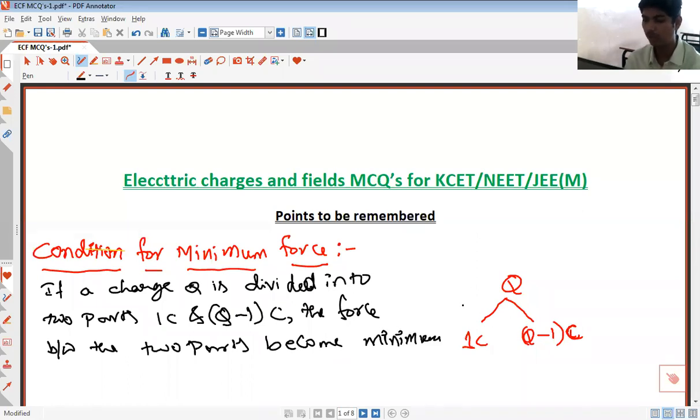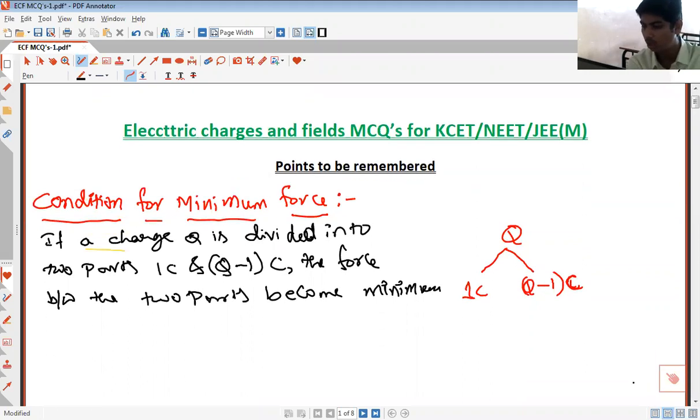See, this morning I explained this as well. We had a charge of 6 coulomb, isn't it? Do you remember for what division or partition of this charge the force was minimum? Do you remember that part? How is this charge of 6 coulomb to be divided so that the force between them becomes minimum? 1 and 5, very good.